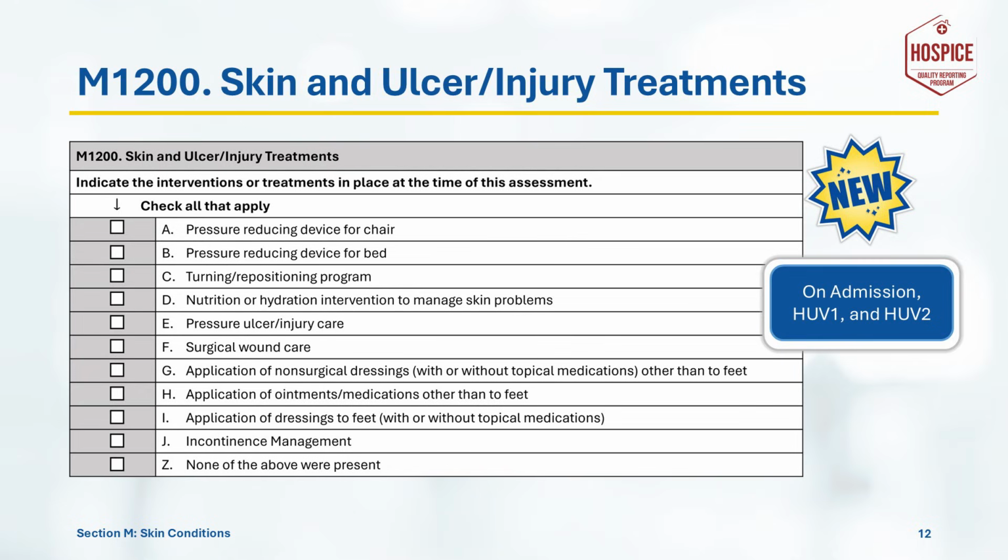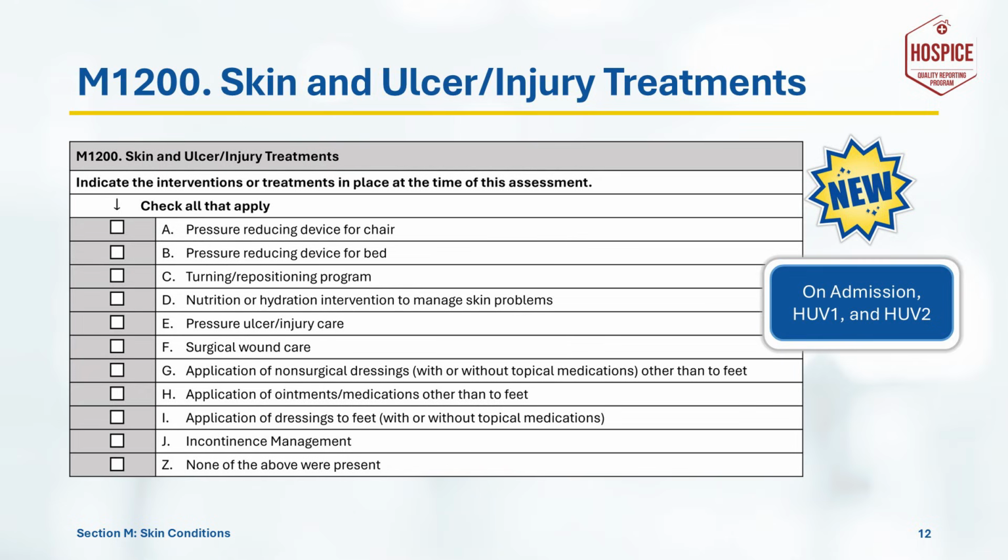And finally, the last item in this new section is M1200, Skin and Ulcer Injury Treatments. For those skin conditions identified in the prior item, you're going to check off here all types of skin and ulcer injury treatments and interventions that apply and are being used to help address the skin issues identified.